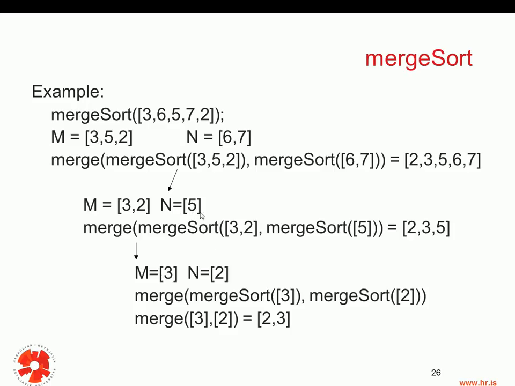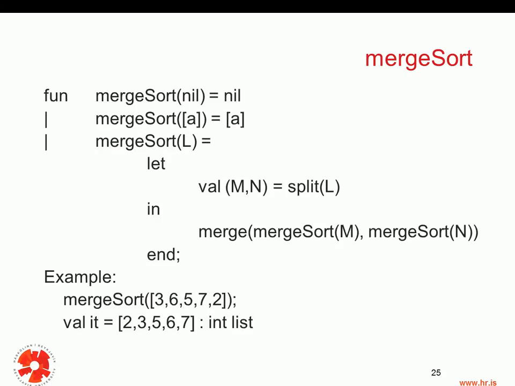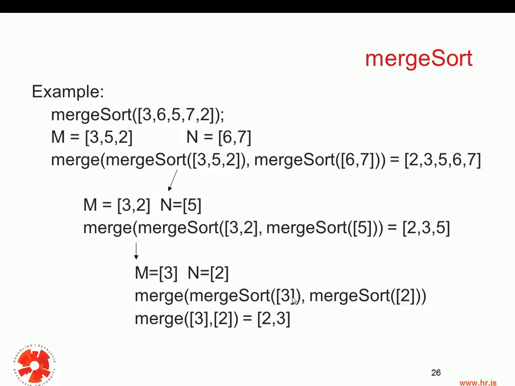And what do we do there? Well, we have to merge sort them again. So we merge sort 3 and 2, and we merge sort 5. How do we merge sort 3 and 2? Well, we split them into the list that contains only the element 3 and the list that contains only the element 2. And now we merge sort 3 and we merge sort 2, and we have the base case, because merge sorting a list that contains a single element is the list itself. So merge sorting 3 will give me the list 3, merge sorting 2 will give me the list 2, and then we merge them together.